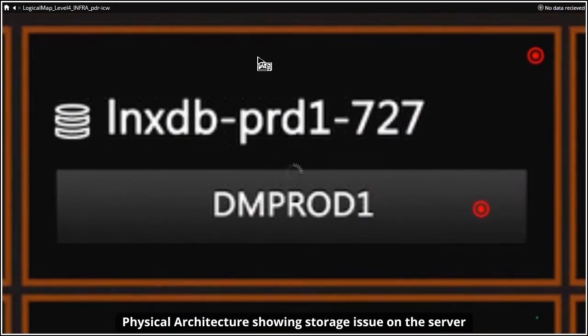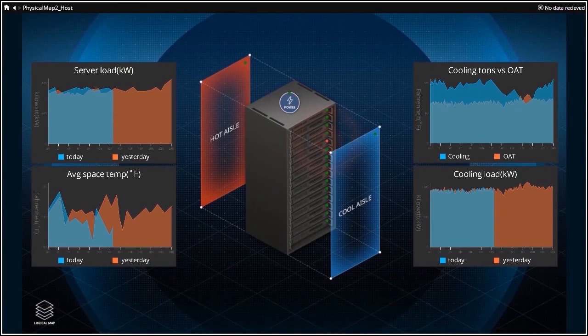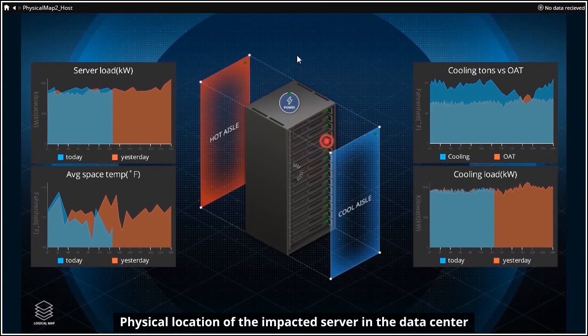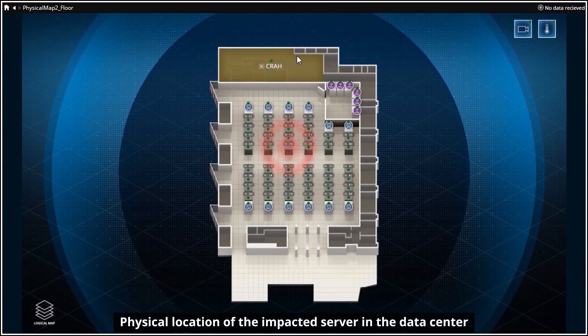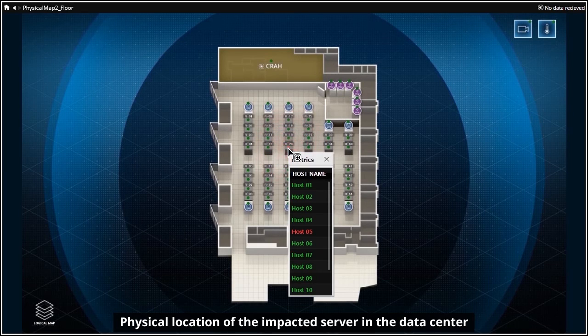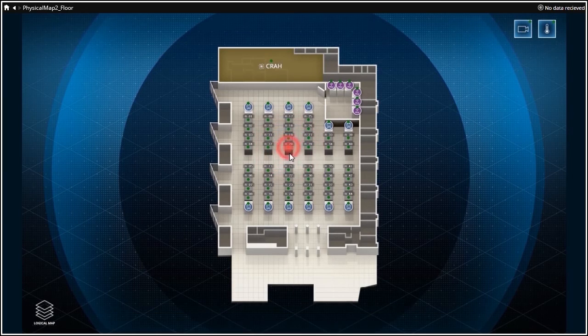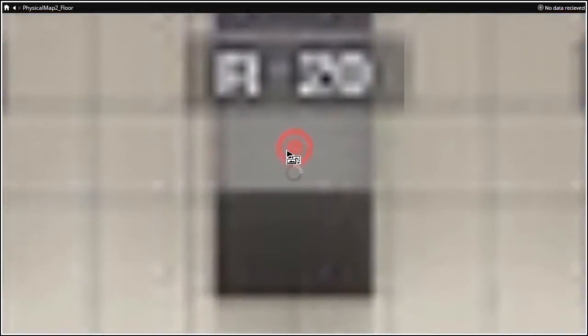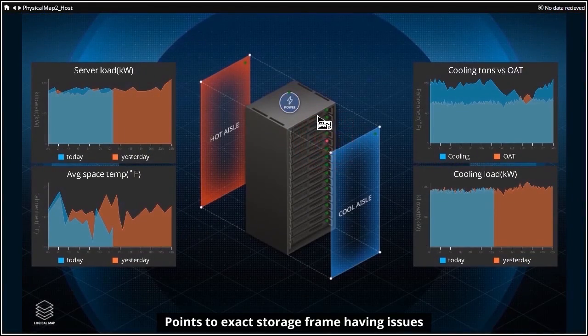The next zoom shows facility map with floor plan of the data center identifying the exact location of the server, and multiple zooms in the exact storage frame with the problem.